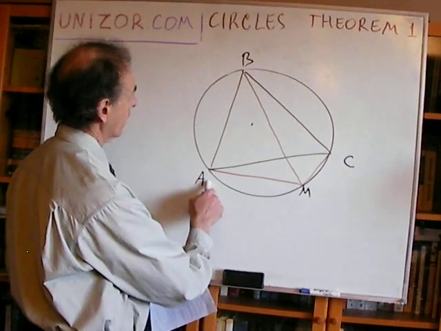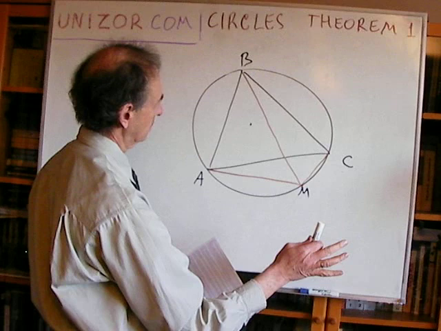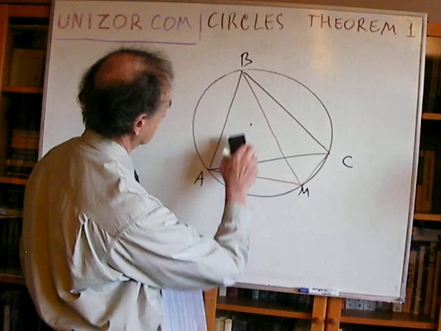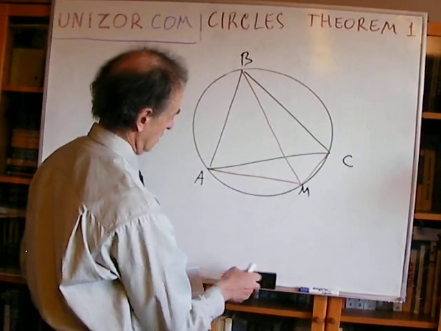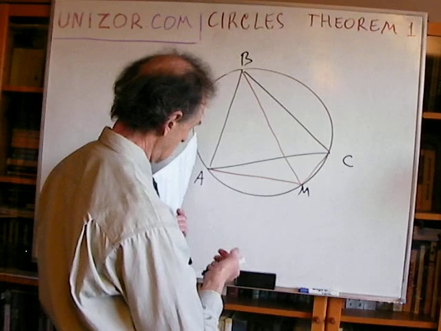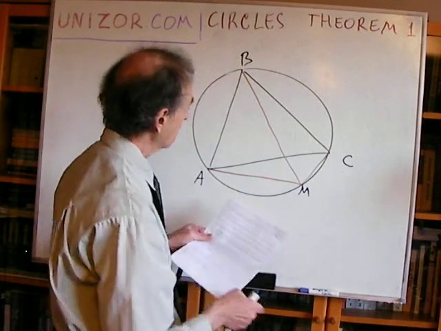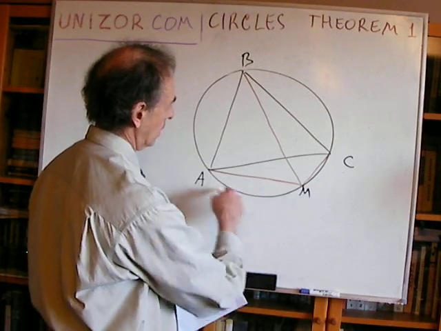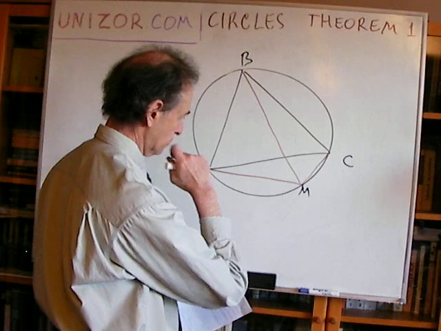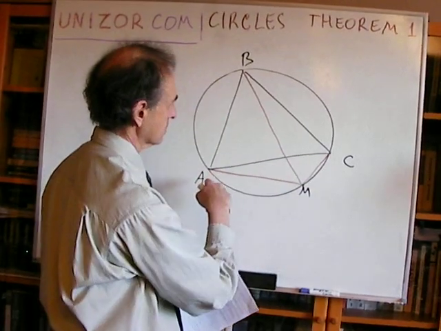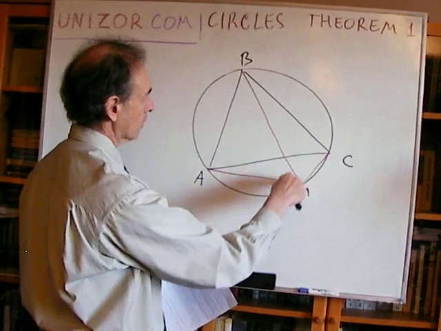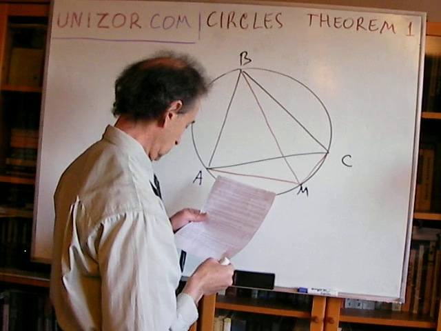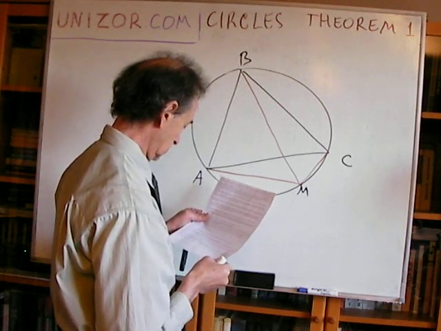So again, triangle ABC is equilateral. Actually, this center point is supposed to be relatively in the center of it, but that doesn't really matter. We don't need the center point. So we have an equilateral triangle, and we take any point on this particular arc between A and C, and connect it with three vertices. And we have to prove that the sum of two shorter connections is equal to one longer one.